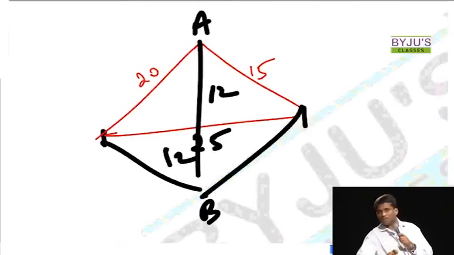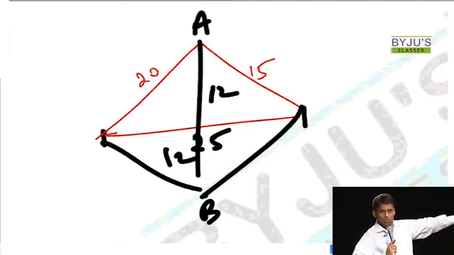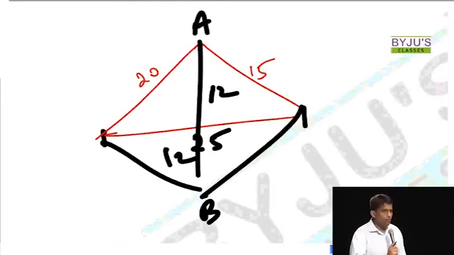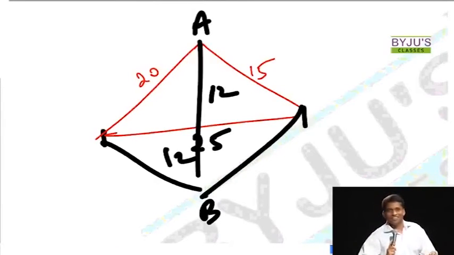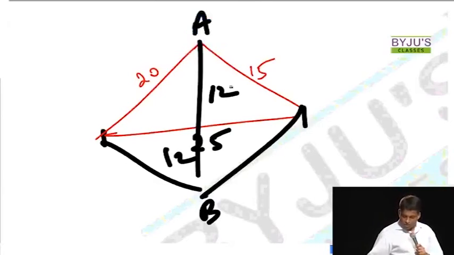I'm not making my questions. Unfortunately, most of the times this is CAT level. Most of the times. So, unfortunately or fortunately. Now this 12 plus 12 is 24, right?